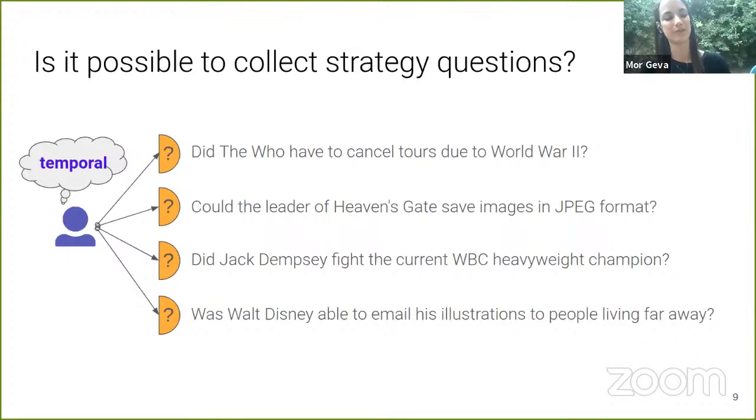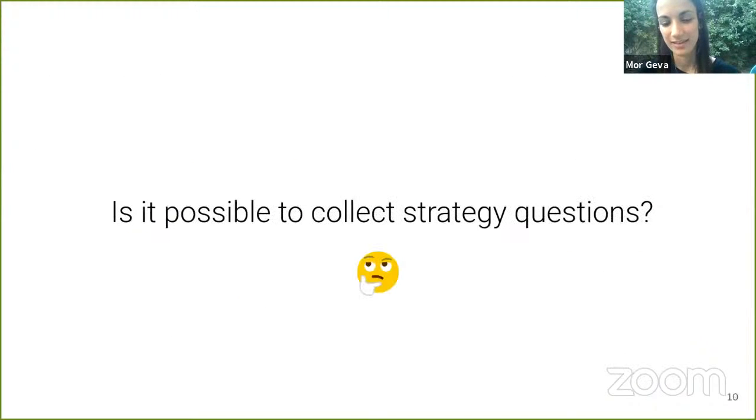So this behavior of crowd workers really limits diversity. We don't want a data set of just temporal reasoning. We want to explore what kind of strategies people use when answering questions. So these are major challenges. And I don't know what we can do. What can we do?